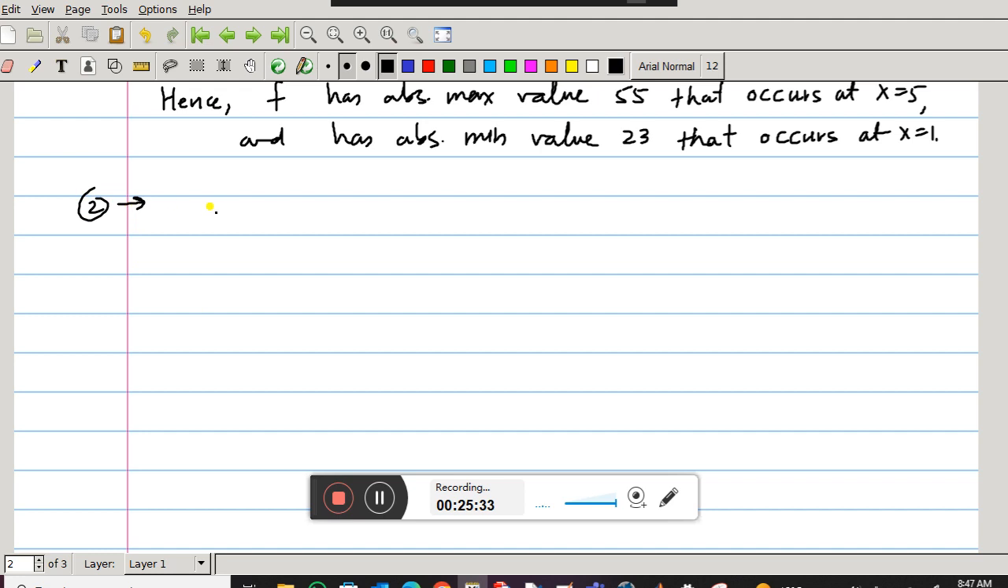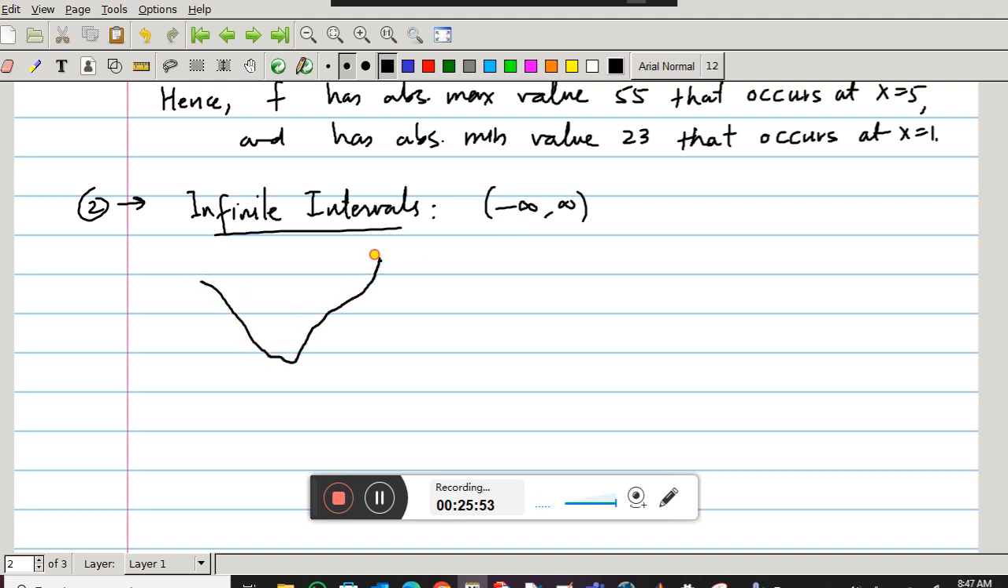Second test was infinite intervals, not closed intervals, infinite intervals. Okay, if it is infinite intervals, then my function, like minus infinity to infinity, the whole interval is there, right? So my function may go something like this, right?